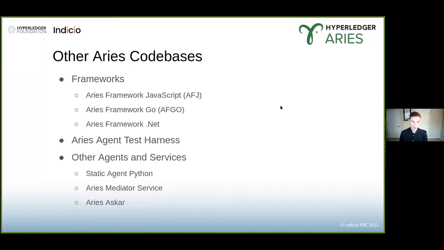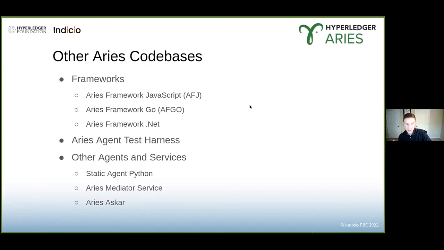So there are a number of other code bases as well that I wanted to call out here. Again, if you absolutely hate Python, you're in luck. There are other language frameworks for Aries available. Aries Framework JavaScript is one that we work with a lot at Indicio in addition to ACA-Py. It is a TypeScript-based framework that is pretty close to feature parity. There might be some differences in both directions with ACA-Py. So really good candidate there if you're looking for an alternative to ACA-Py that better matches your development workflow. There's also Aries Framework Go. Again, differences in feature parity, but quite mature as well. And then Aries Framework .NET, which is built in C#, with a similar set of functionality.